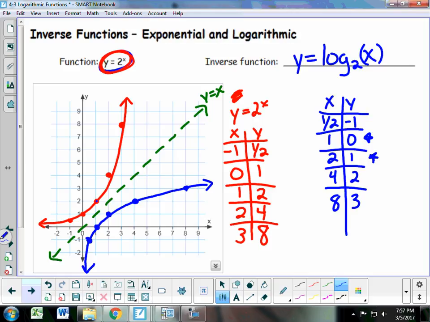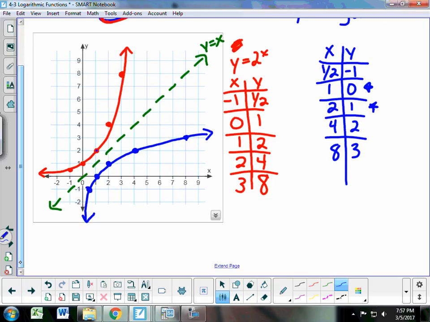Now, what about domain and range of these guys? So, for the red, the exponential, domain, I'll just use D for domain, it's going left forever and to the right forever. It's going to have all real numbers. And its range is, it goes up forever, but it doesn't go down forever. It can't go into the negatives, and it actually can't even hit 0. It's never going to hit this x-axis. So the y values must be greater than 0.